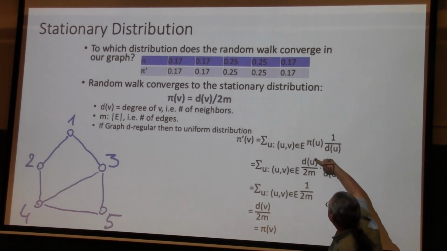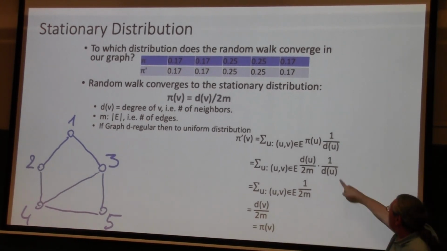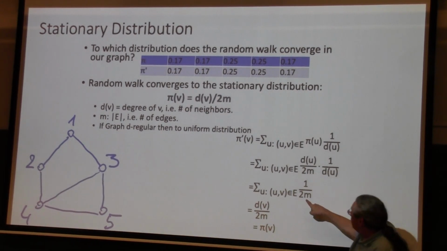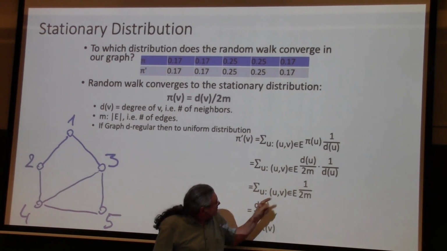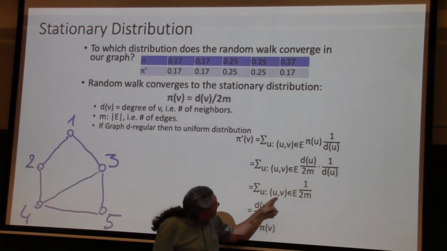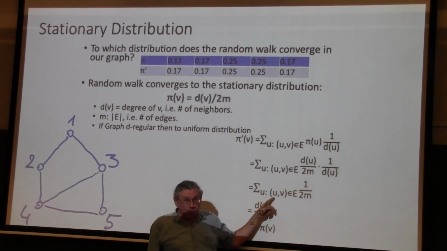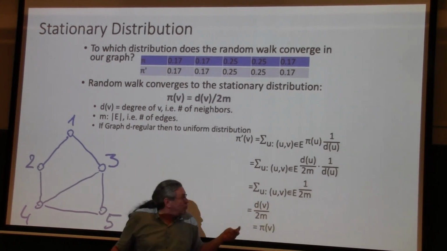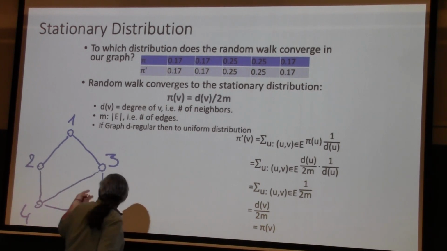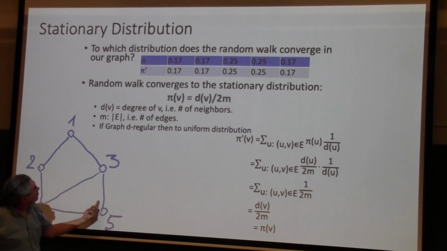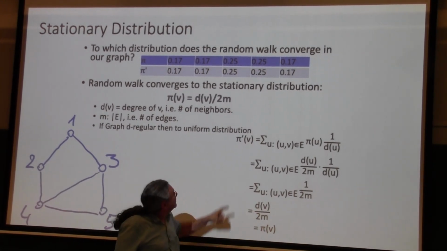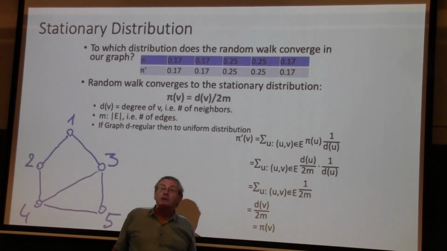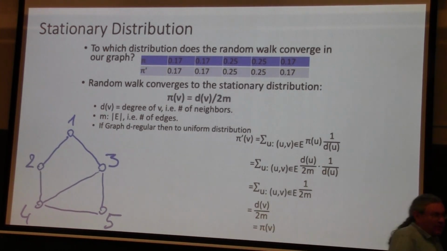This one is d_u over 2m, and the d_u's cancel, so we get the sum of 1 over 2m for the links coming from U to V. But how many links are there going from U to V? Well, it's exactly the degree of V. How many links are going to this node? 1, 2, 3. That means it's the degree of V divided by 2m. Pi prime is equal to pi. So you can show that it's the degree divided by 2m. Neat, huh?